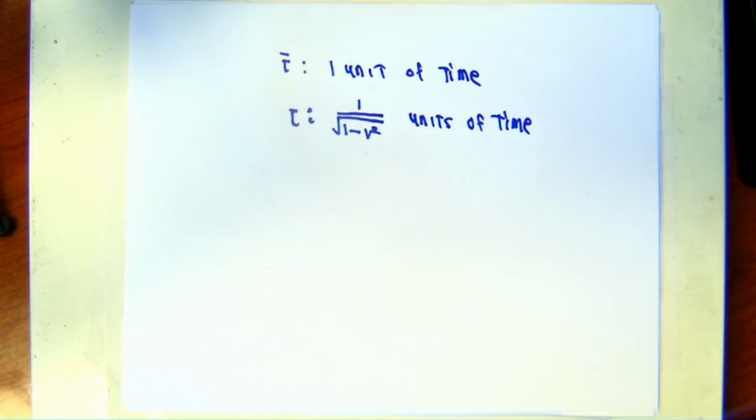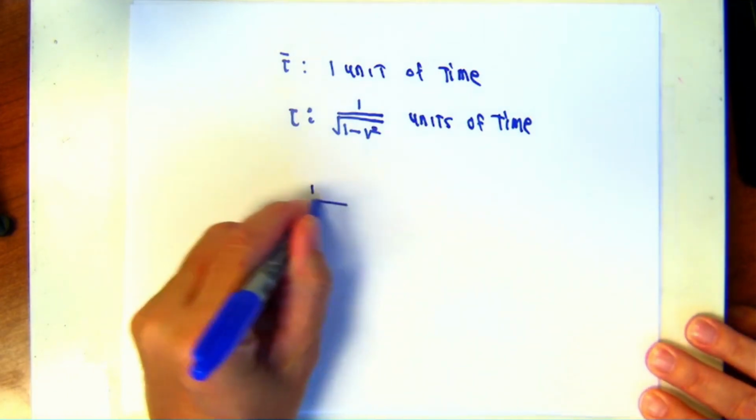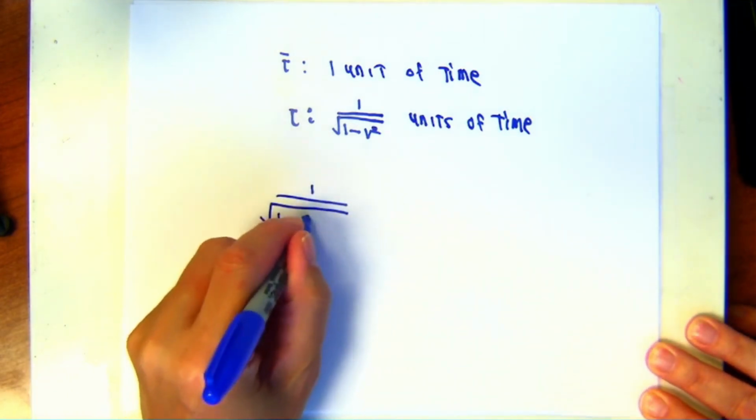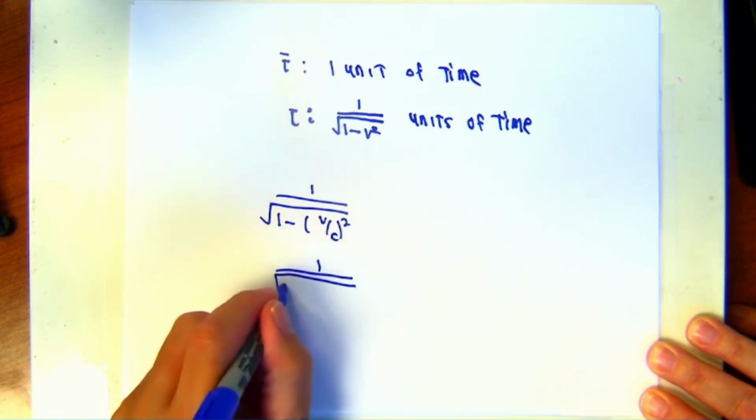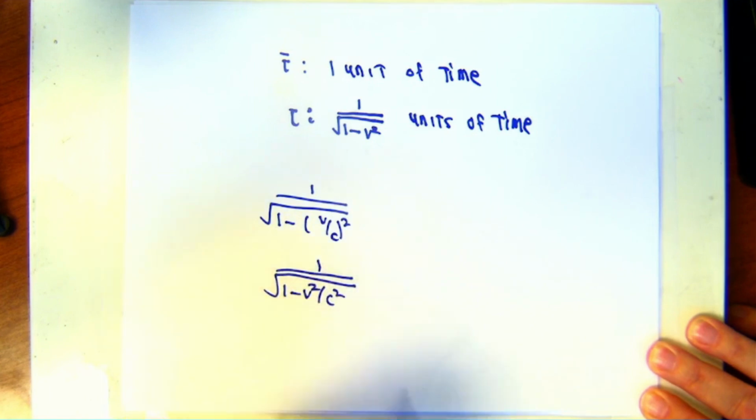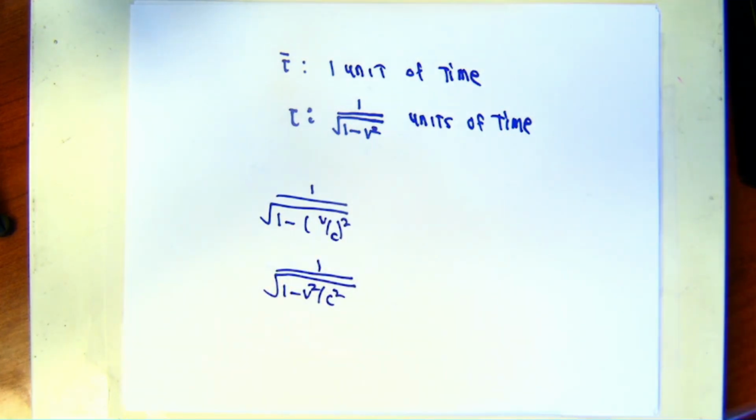It's worth mentioning that we're using units where the speed of light is 1. If I wanted to drop back to ordinary units, I would have to say that v is the fraction related to the speed of light. If I wanted to write this in ordinary meter kilogram second units, I would write it that way.